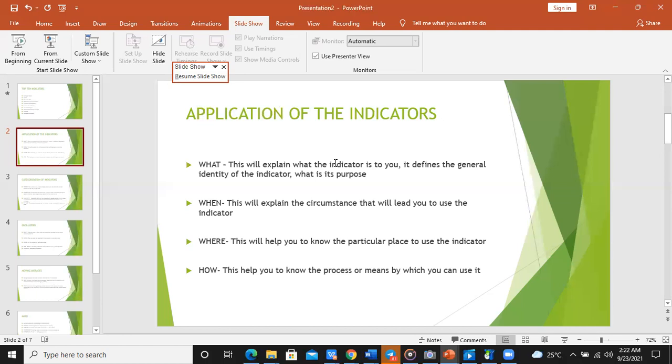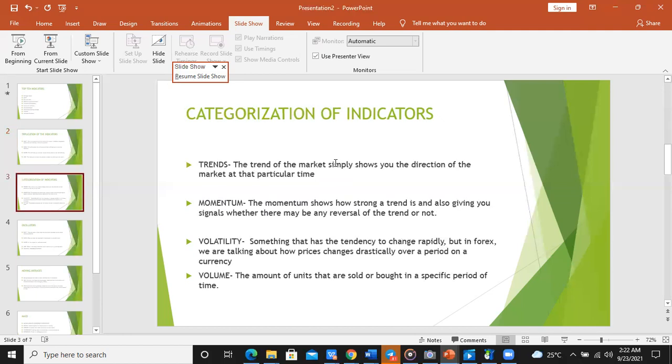All right, so next one. Now, every indicator falls under these 4 categories. The indicators that you are activating on your broker, are you using it to check the trend, or you want to check momentum or volatility or volume?